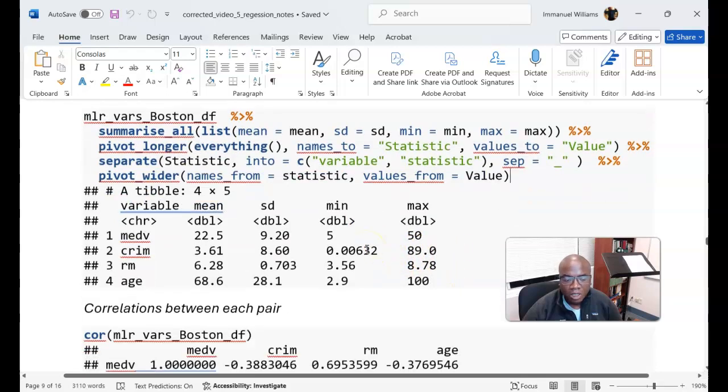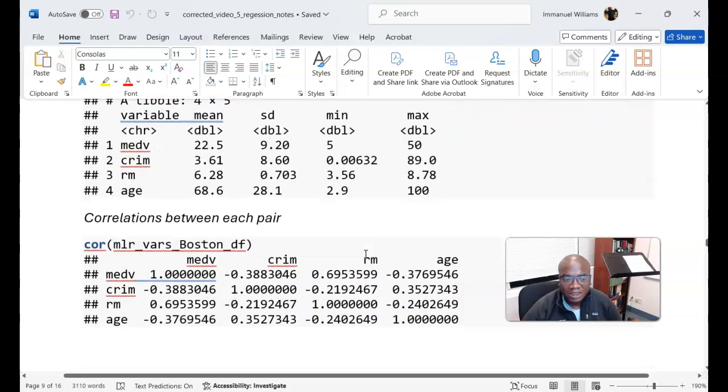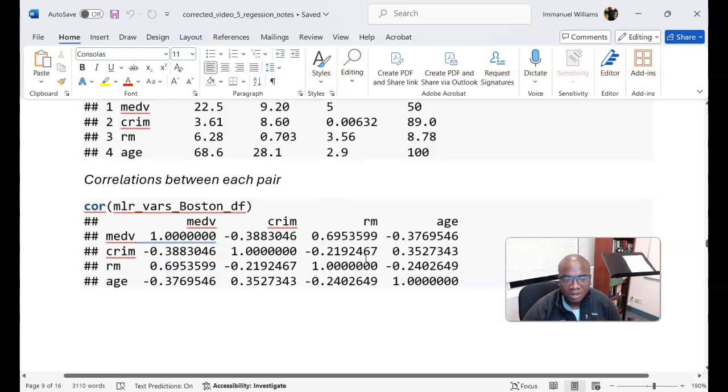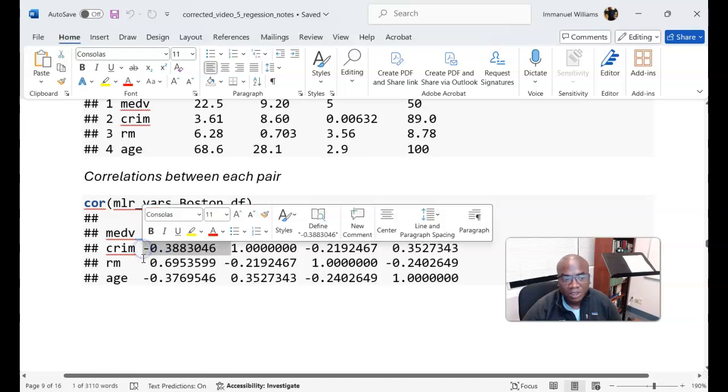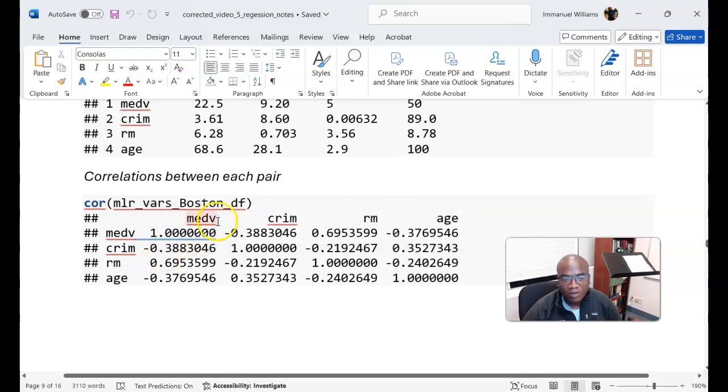We can then look at the correlation matrix. The correlation matrix allows you to measure the linear relationship between the quantitative variables. So this value, negative 0.38, is the relationship between crime and median values. That makes sense, right? The more crime you have, the lower the home value will be.